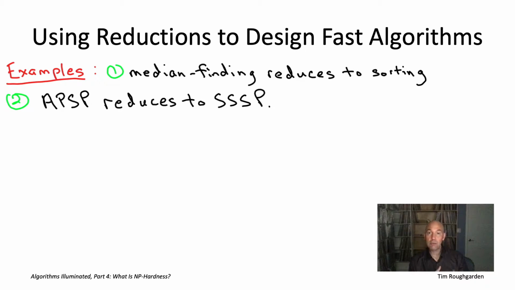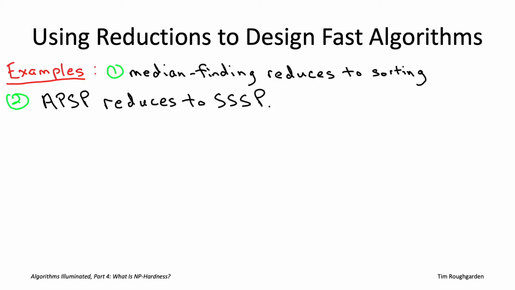So if you're using the Bellman-Ford algorithm for your single source shortest path problem, that has running time O(m times n), where m is the number of edges and n is the number of vertices. So if you did this reduction, you would get an O(m n squared) algorithm for all pairs shortest paths.